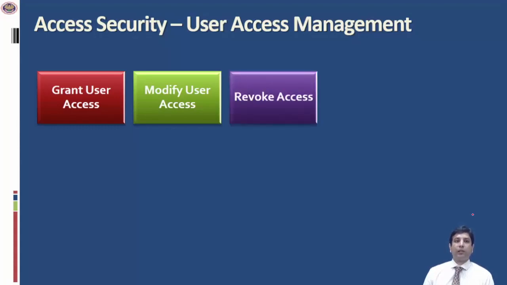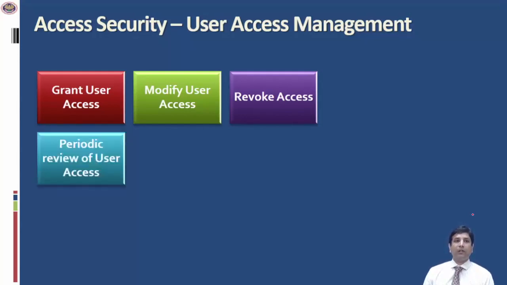The next activity within user access management is the revocation of user access. Revocation or termination of access will be required, typically when an employee resigns or retires from the organization. So at the time of leaving of the employee, the access should be removed from the application and also from any other system, including the operating system or the domain or the network where the employee may have been provided access. All the access has to be revoked in a timely manner.